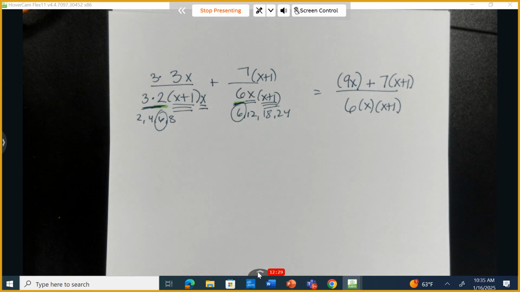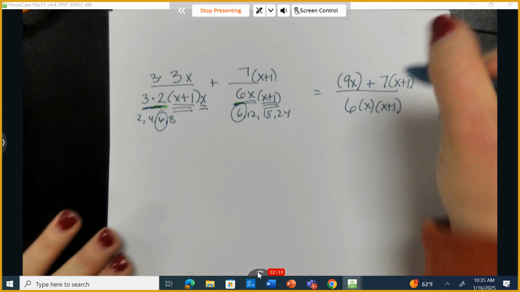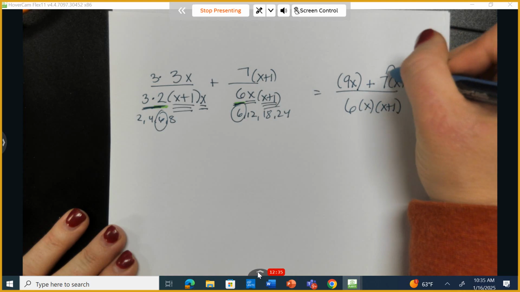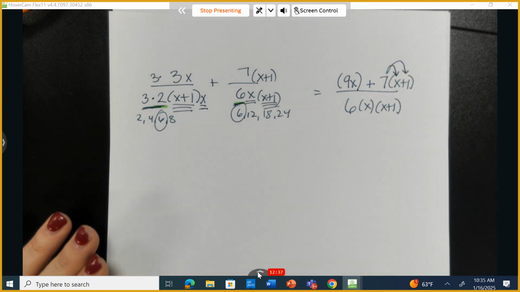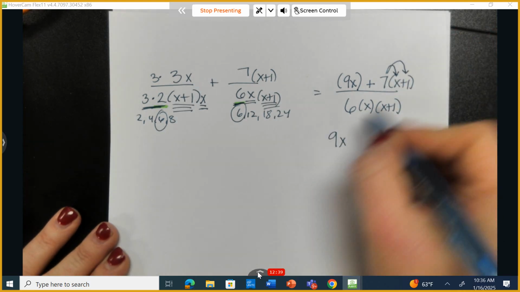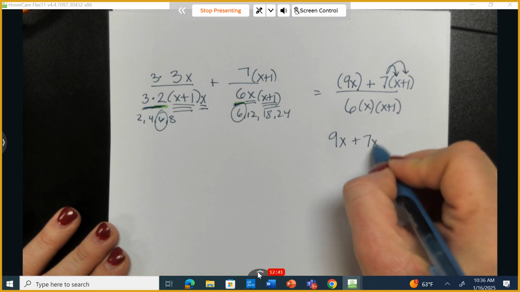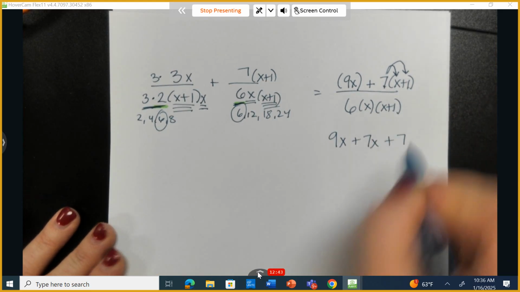Now it's time to distribute, but only in the numerator. We are not distributing in the denominator. So I'm taking this positive 7, and I'm going to multiply it right now times the x and the 1. So 7 times x is 7x. 7 times 1 is a positive 7.